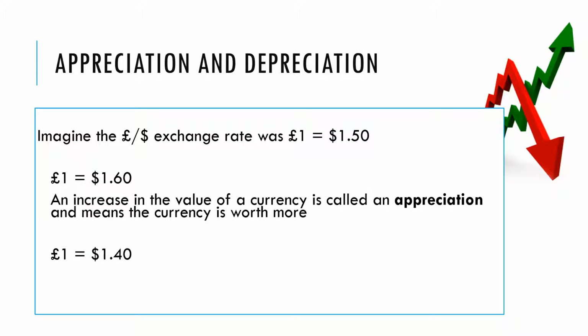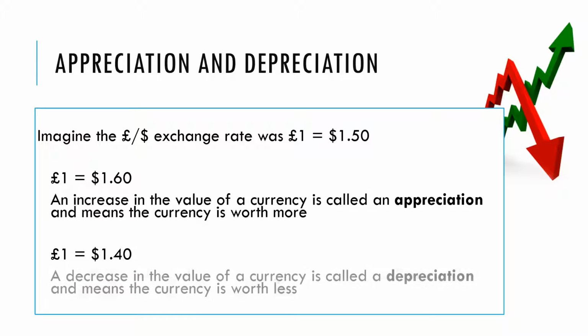If, however, £1 actually then only bought us $1.40, we would say the value of the pound has fallen compared to when it was at $1.50. Our pound is now worth less dollars, and in that situation, we would say the currency has depreciated. There has been a depreciation. Once you've taken these key terms down, let's move on.